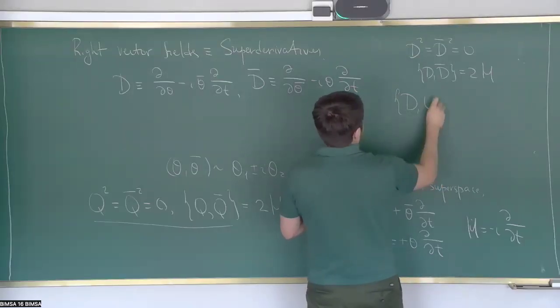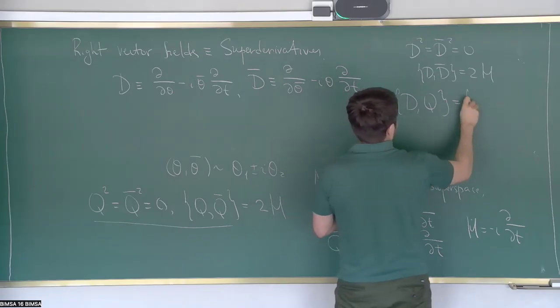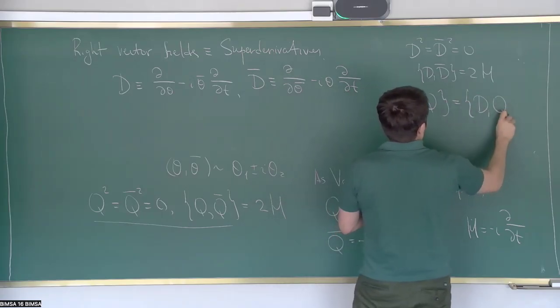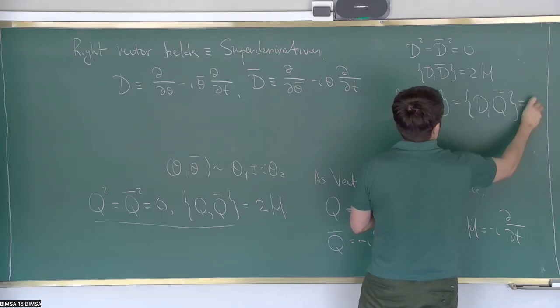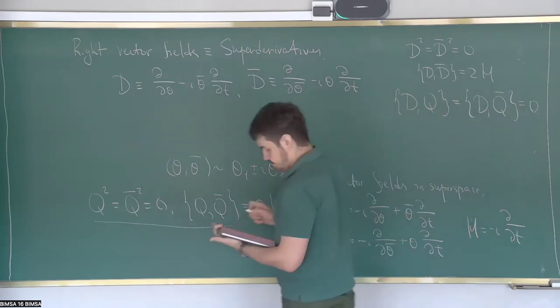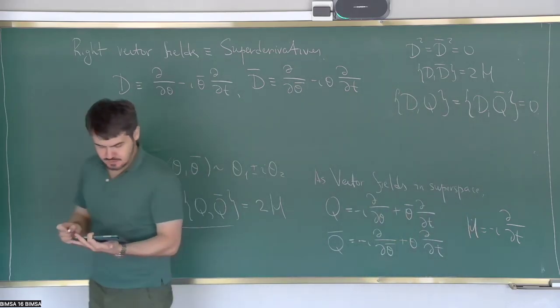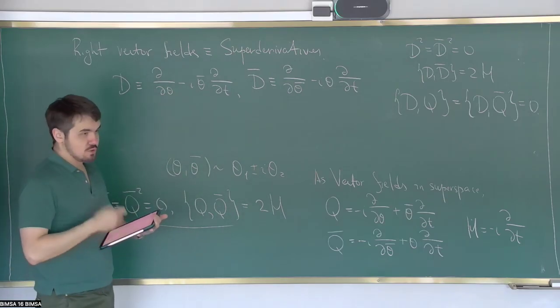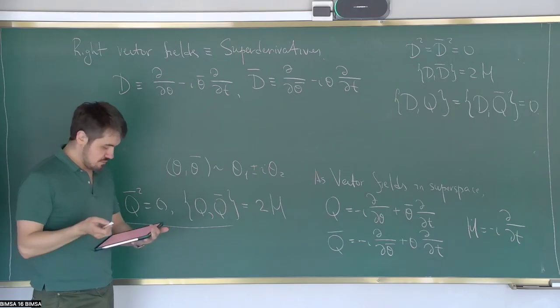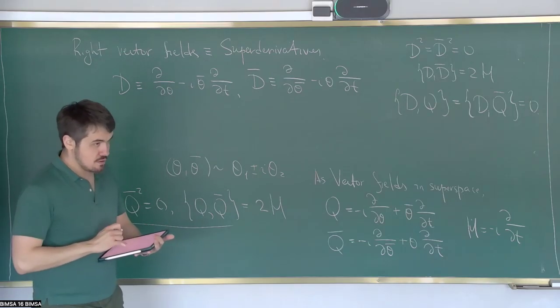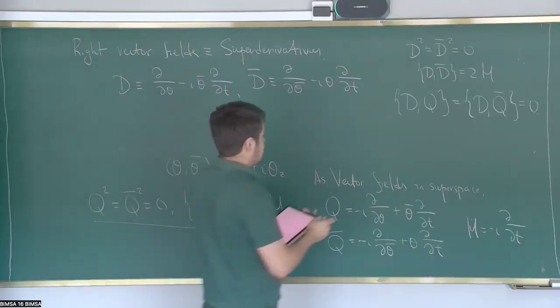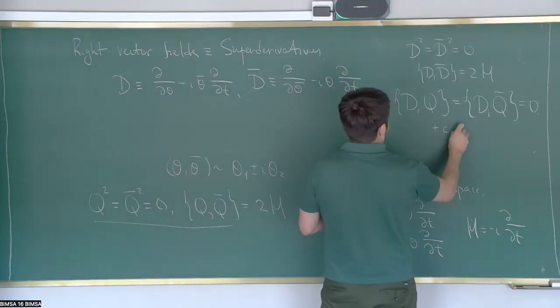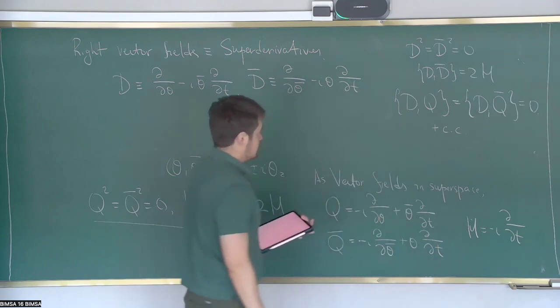But the important property is that they anti-commute with the Q's. So D with Q equals D with Q bar equals 0. So when constructing superspace actions, we can use those as kind of derivatives. And the same for D bar, plus complex conjugation, conjugate equations.